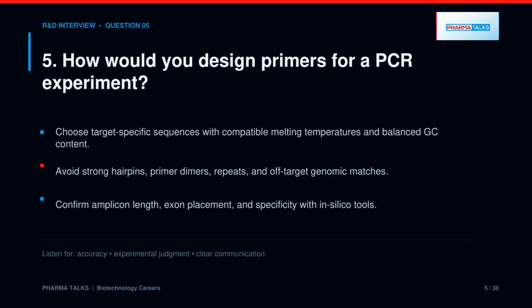Good primers are specific to the target, usually have similar melting temperatures, and avoid extreme GC content. I would check for hairpins, self-dimers, cross-dimers, and off-target matches. I would also choose an appropriate amplicon length, and for gene expression studies, place primers across exon boundaries when possible to reduce genomic DNA amplification. Question 6. What factors can cause nonspecific PCR amplification?